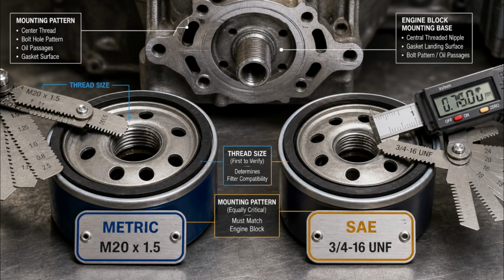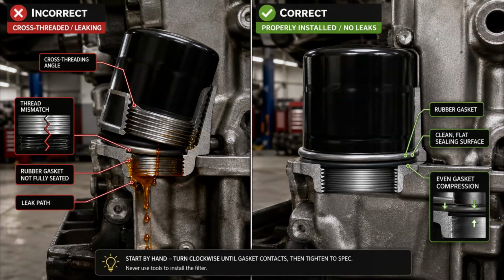The first thing that varies is the thread size. On a spin-on oil filter, the thread is the spiral cut inside the center hole that lets the filter screw onto the engine. Thread size means two things, the diameter of that hole and the thread pitch. Thread pitch is the distance between each thread, basically how tightly the spiral is spaced. Some filters use metric threads measured in millimeters. Others use SAE threads, which are inch-based sizes commonly used in older or American applications.